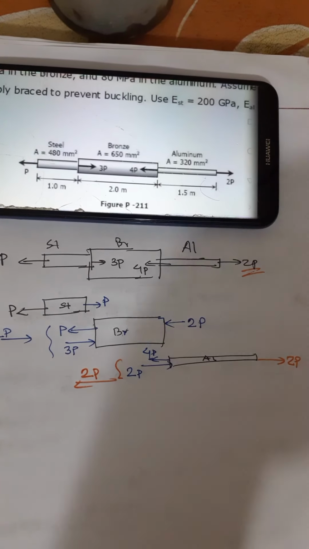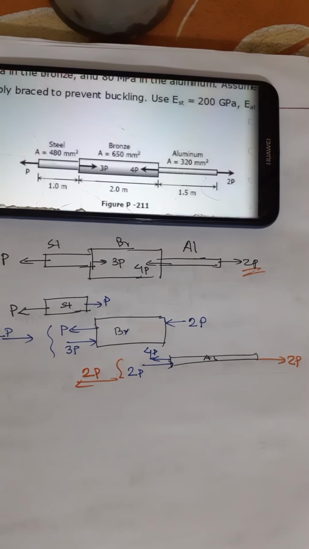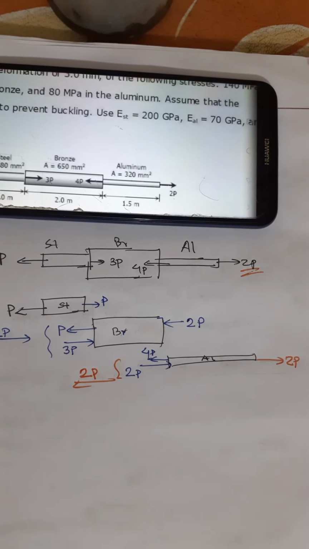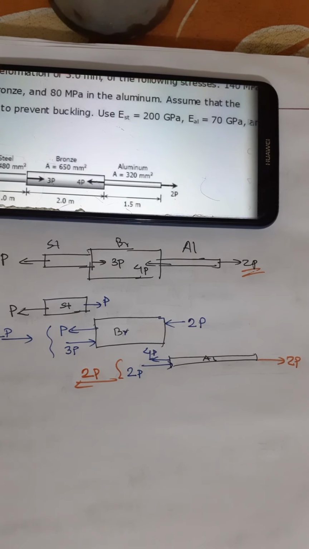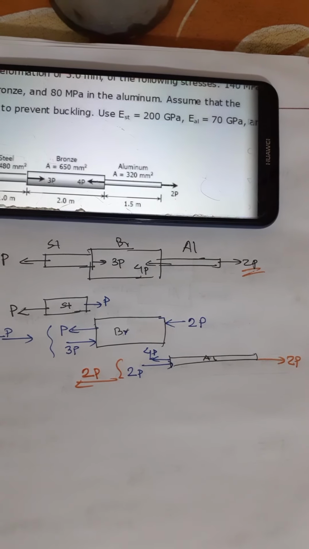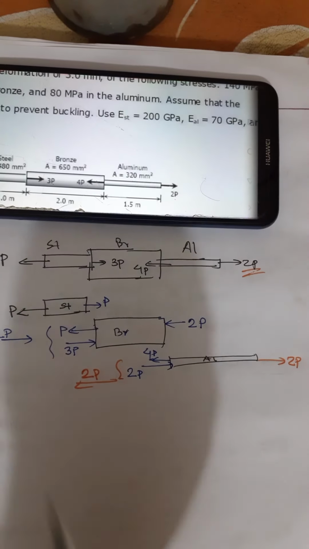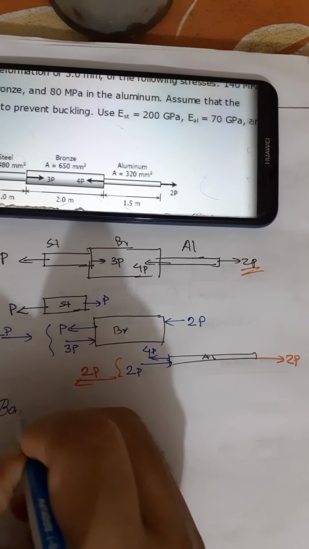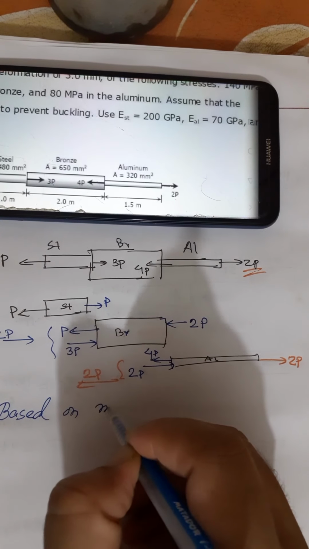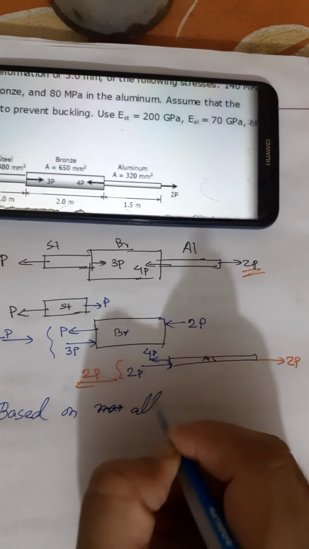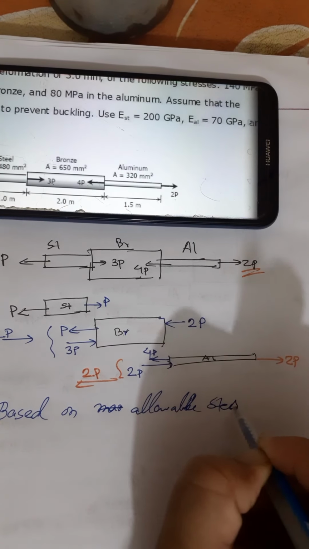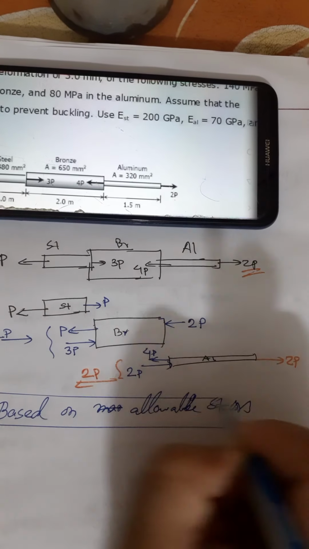So now we know the forces in each segment in terms of P, and we also know the allowable stress in each segment. So, based on allowable stress, we can find the maximum value of P. So we are to solve this problem firstly based on allowable stress, we are calculating the P value.